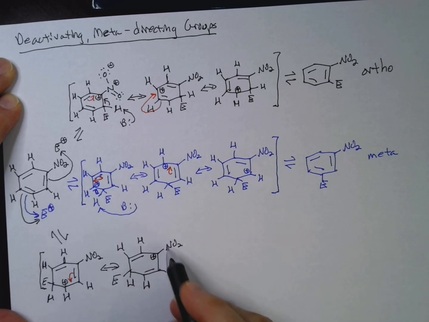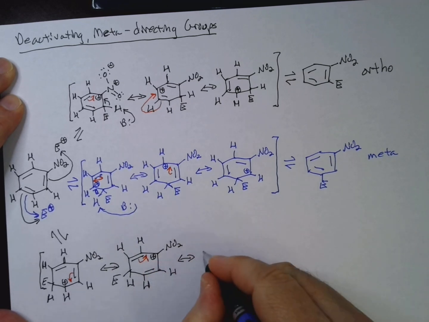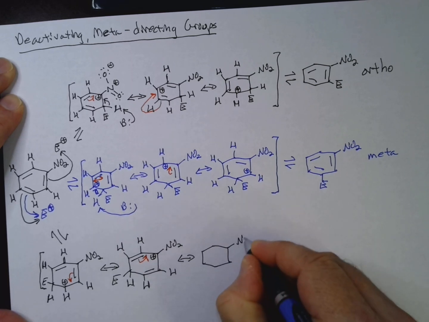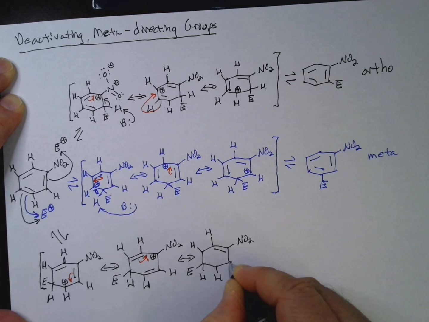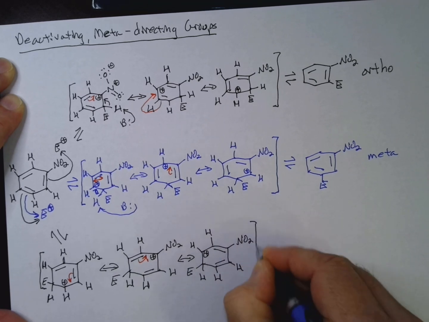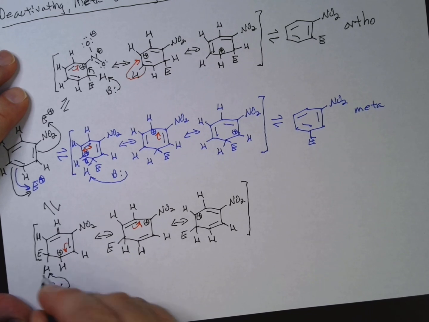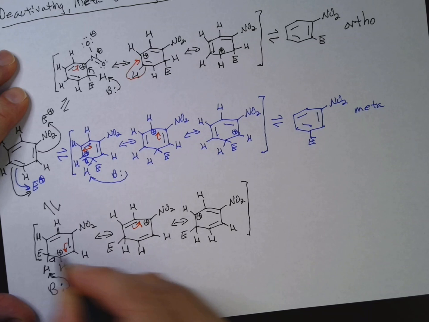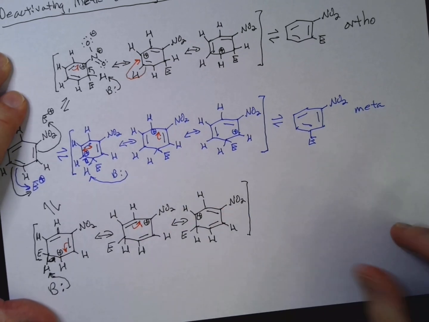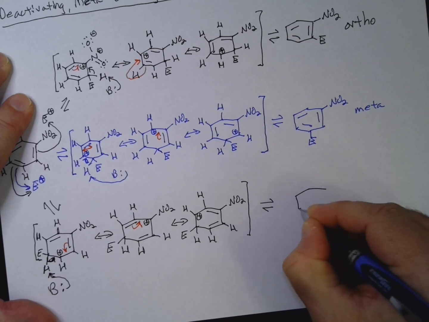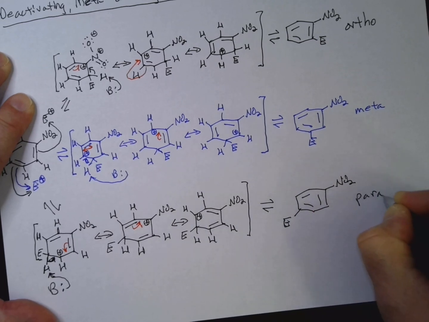Positive charge. Oh, we've got a positive charge next to our electron withdrawing group, so that's not going to be stable. And now I'll make my third resonance structure. Positive charge there. Of course, my base could come along. Oh, can't see my base. There's my base. Base comes along, and actually in this reaction it's not all about the base, it's all about the electrophile and our deactivating substituent. Anyway, this gives us our para product.